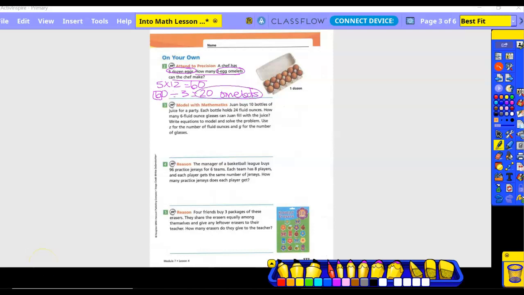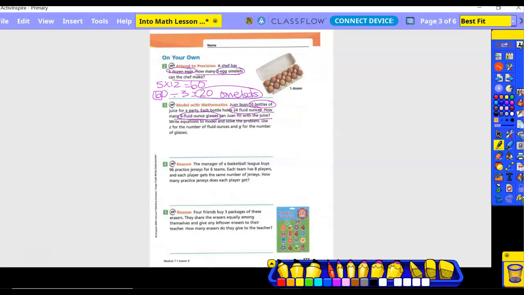Number 3, model with mathematics. Juan buys 10 bottles of juice for a party. Each bottle holds 24 fluid ounces. How many 6 fluid ounce glasses can Juan fill with the juice? Write equations to model and solve the problem. Use Z for the number of fluid ounces and G for the number of glasses. So we have 10 bottles. Each one holds 24 fluid ounces. And then he has 6 fluid ounce glasses, and they want to know how many he can fill.